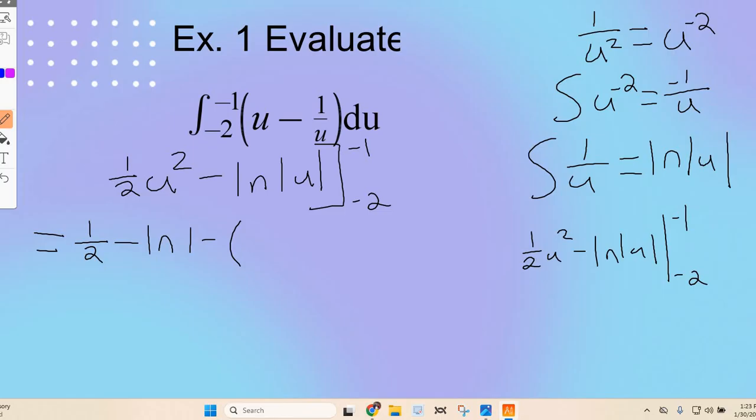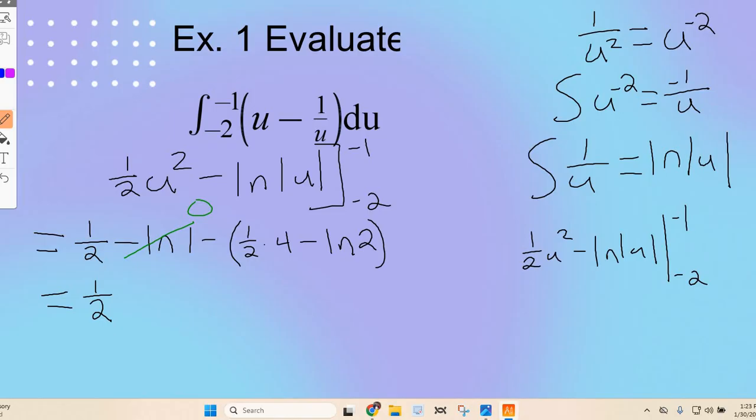-2. Okay? So -2 squared gives us 4, minus the natural log of the absolute value of -2, which is just 2. What is the natural log of 1? 0, right? Because remember, natural log undoes exponents. So we're saying e, because that's my base for a natural log, e to what power is 1? Well, the only power I could raise e to in order to get 1 is 0. So that's going to go to 0.